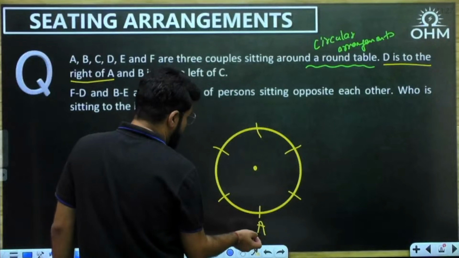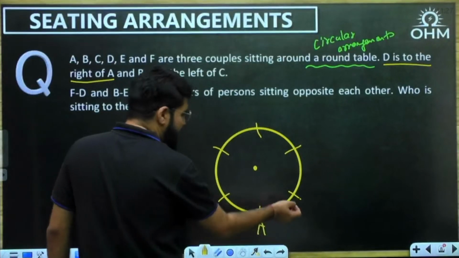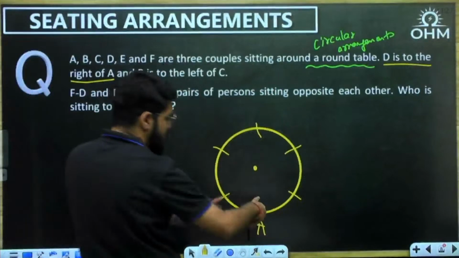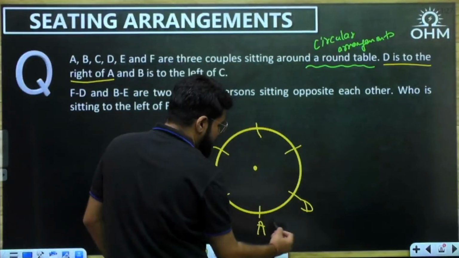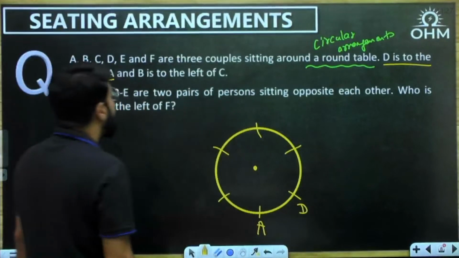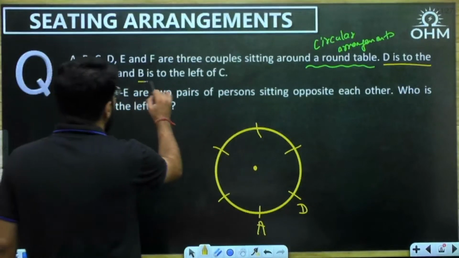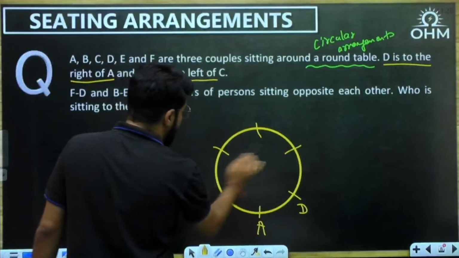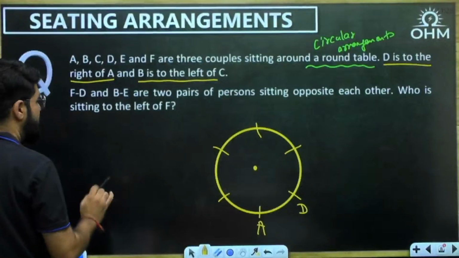So D is to the right of A. I told you I will define my beginning as A. Any beginning you can define, and anywhere. A you can take anywhere. So let me call this A, and D is to the right. This is the right hand side. D is to the right of A. And B is to the left of C. Now I have defined the beginning. Where is B and C? Left of C means consecutive, but it can be here also, here also. I will wait for it.